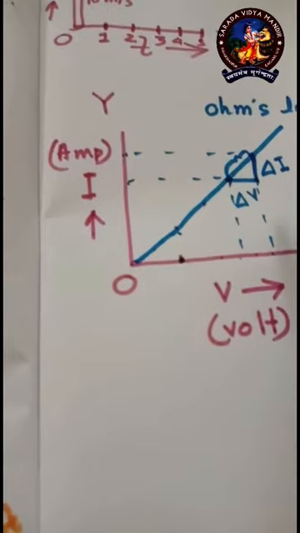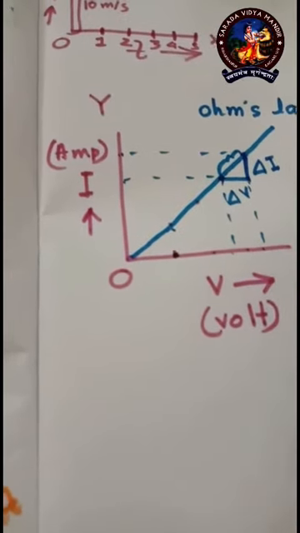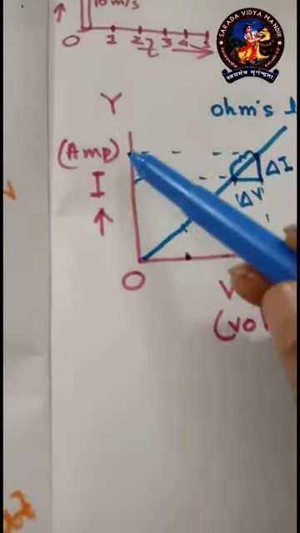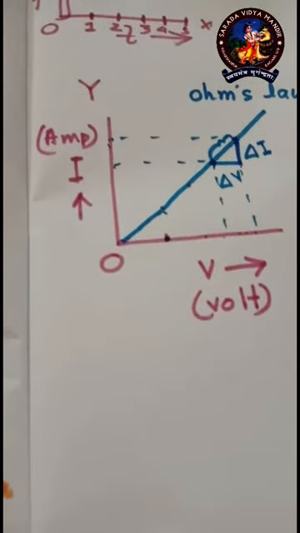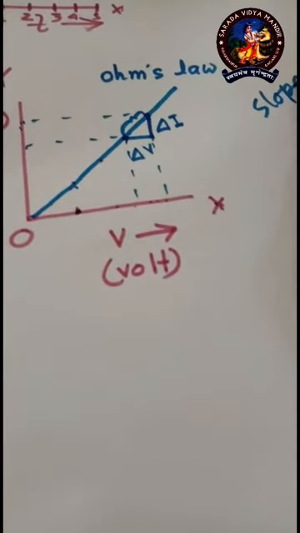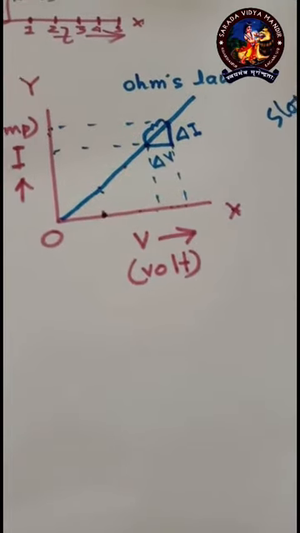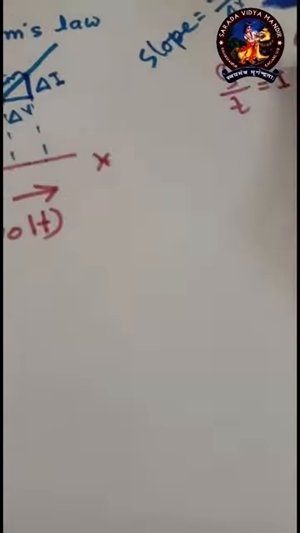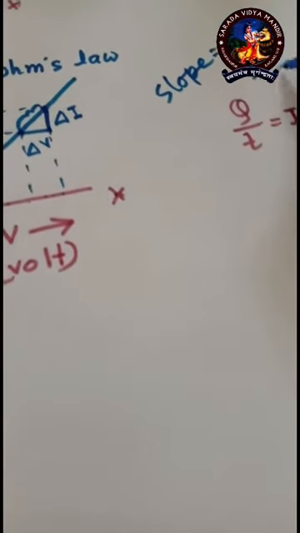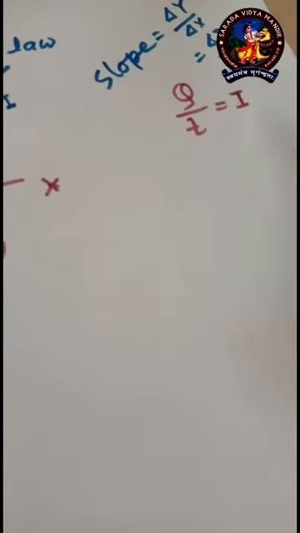Okay. Now the slope, if I want to write, then what will be the slope? We know del Y by del X. That is, the slope will be coming del Y by del X. That is del I by del V.